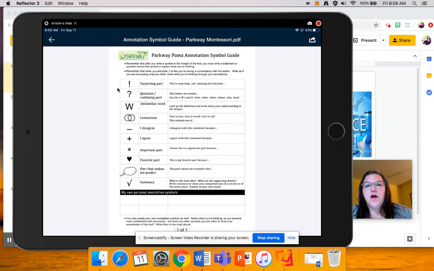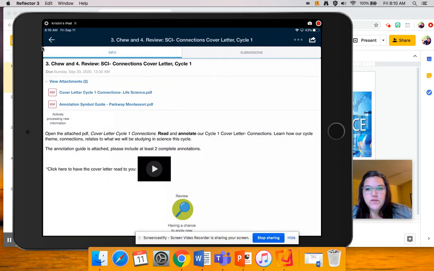So if you find something that's surprising, you'll put the exclamation point, but then you'll also type or write next to it on the cover letter, I think this is surprising because, and you'll finish that sentence. Or if you think that there's a really important part in there, you'll use this little star asterisk. And then next to that, you would write, I think this is important because, or this stands out because, and you'll finish that sentence, okay? All right. And if you need more help with annotating, please let Miss Kelsey or me know, and we can do another mini lesson on that if you would like help.